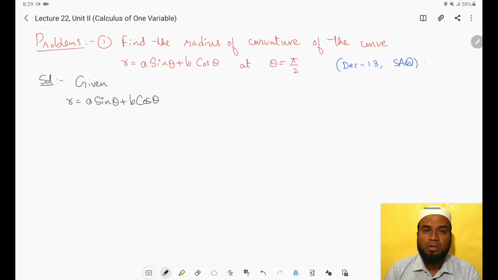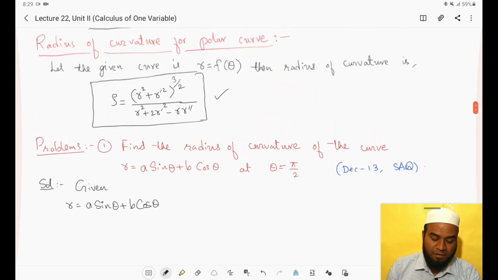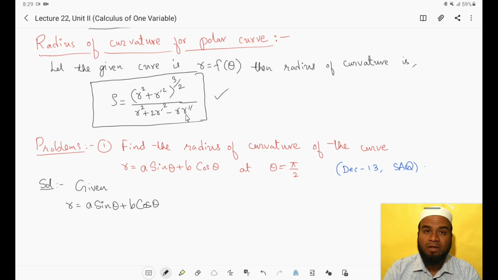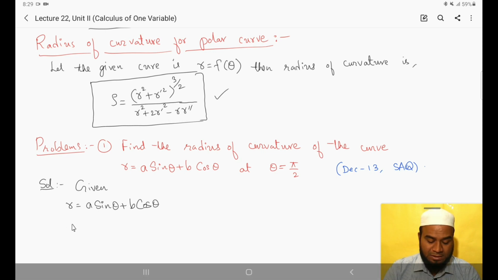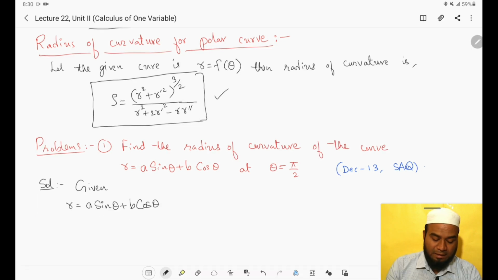For a polar curve we know that the radius of curvature is given by, just now we have seen the formula, rho equals (r square plus r dash square) whole power 3 by 2 by r square plus 2 r dash square minus r into r double dash. So what we need here, r is already given to us, r is a sin theta plus b cos theta. What we need is r dash and r double dash.